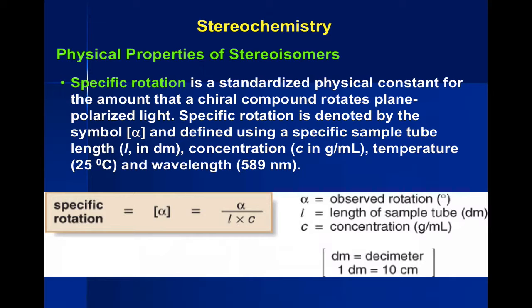So if I know the specific rotation, and I know the observed, and I know the length, I can determine concentration, right? I just have to do a little algebra. You all can do that, right? So you can rearrange that equation to get concentration.